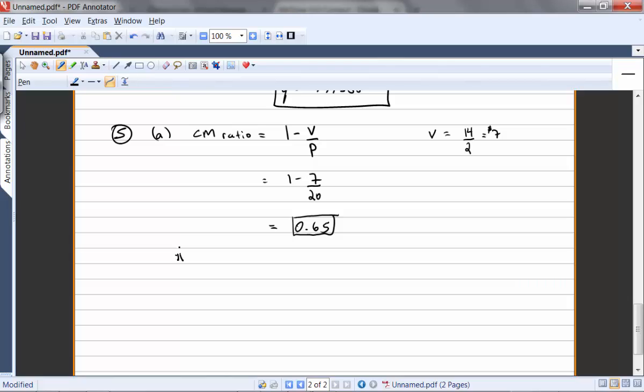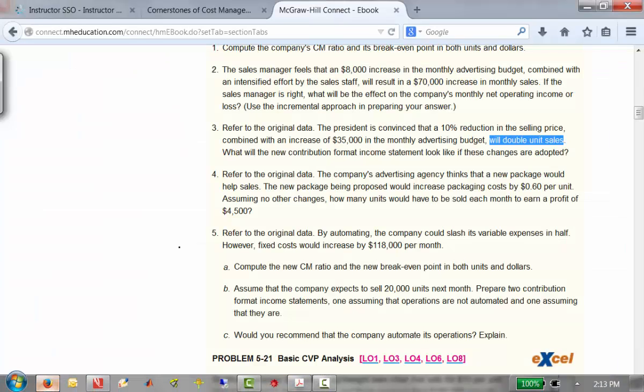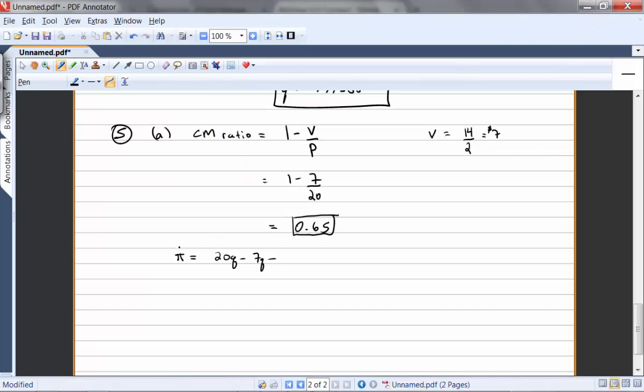Now, still at part A, break-even point. Our profit would be 20Q minus 7Q minus fixed expenses, and fixed expenses would be 118,000 higher than they currently are. So they would go from 90,000 all the way up to 208,000. Set equal to 0. Solve for Q. 13Q equals 208,000. So Q, we'll call it Q star, equals 208,000 over 13. And I believe that's 16,000 units.